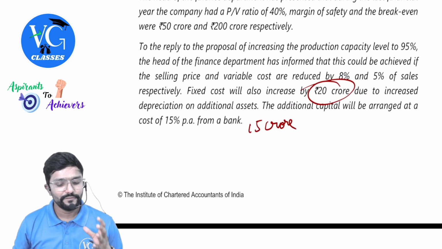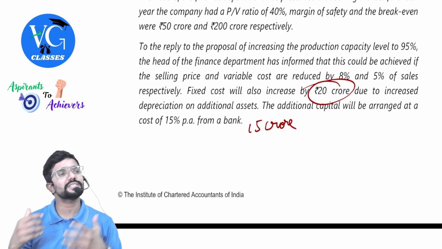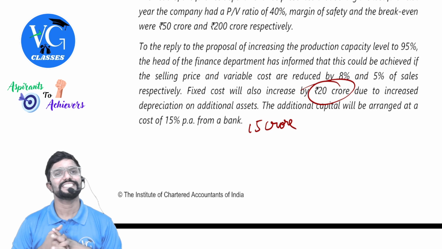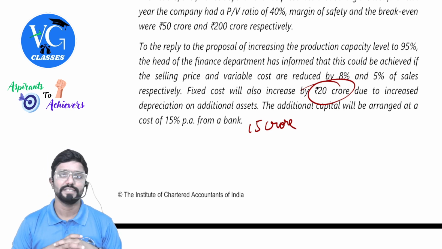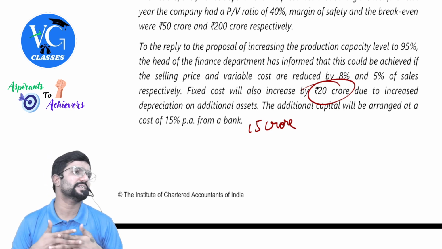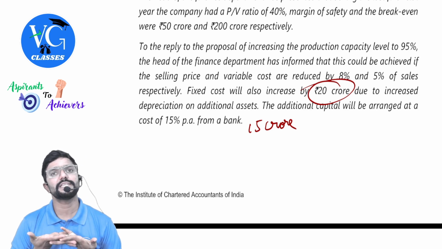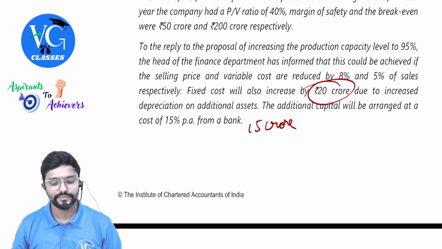Guys, when they have given 15% per annum, is it a fixed cost or variable cost? Fixed cost. Cost of debt will always be fixed. Clear? And here they have clearly given a 15% per annum fixed rate. That means it is a part of my fixed cost.